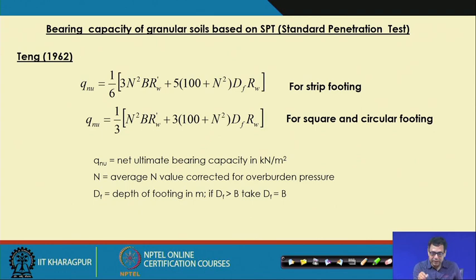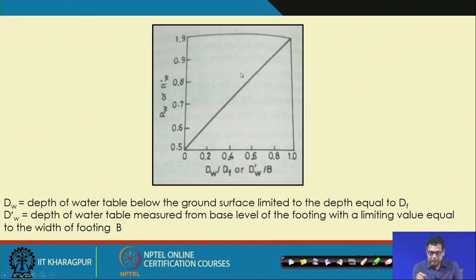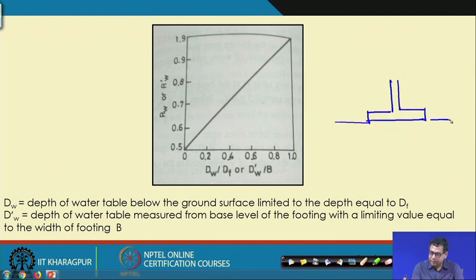And then these two corrections are for the water table. We can use a chart for this. So, what is dw? There is a term dw and dw dash, rw and rw dash. dw is the depth of water table below the ground surface, limited to a depth equal to df. So, if this is the ground surface and this is the foundation, this is the base of the foundation, this is the ground surface, and this is df.